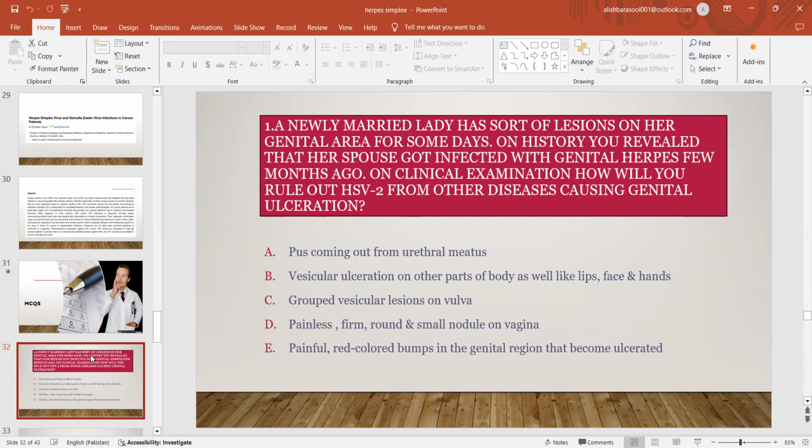A. Pus coming out of the urethral meatus. B. Vesicular ulceration on other parts of the body as well as lips, face, and hands. C. Grouped vesicular lesions on the vulva. D. Painless, firm, round, and small nodule on the vagina. E. Painful red-colored bumps in the genital region that become ulcerated. The answer is C.